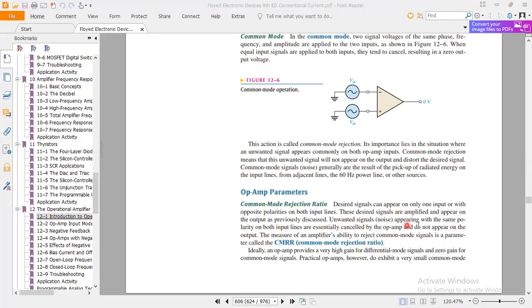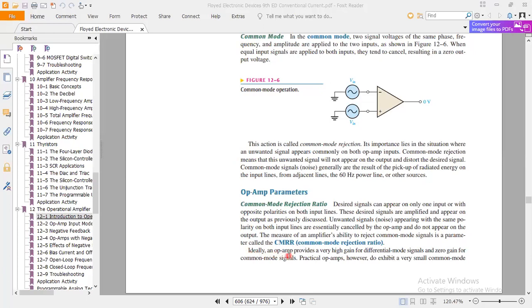Unwanted signal noise appearing with the same polarity on both input lines is essentially cancelled by the op-amp and does not appear on the output. The measure of the amplifier's ability to reject common mode signals is a parameter called CMRR, that is, the common mode rejection ratio, which we already discussed in chapters 9 and 10.